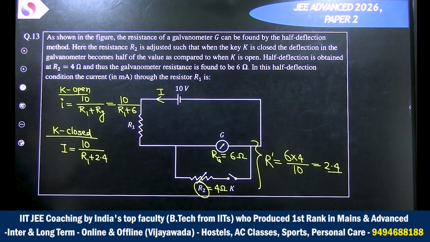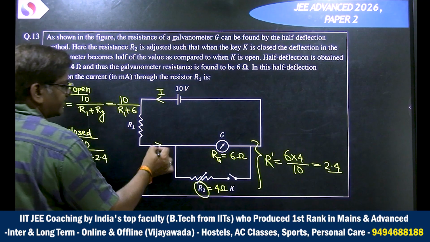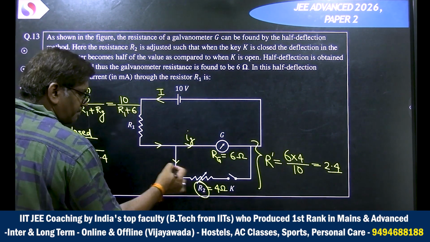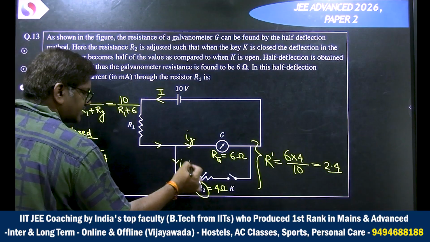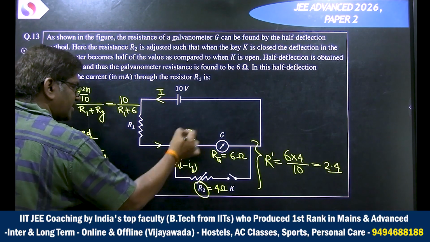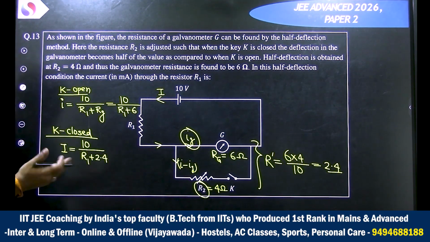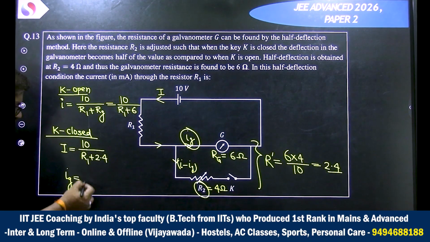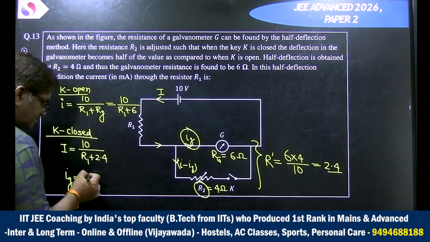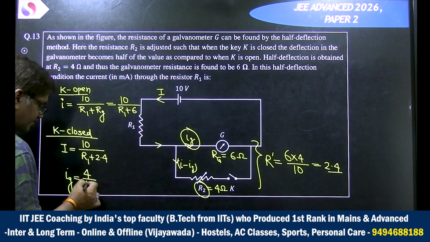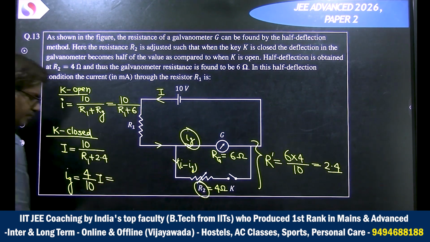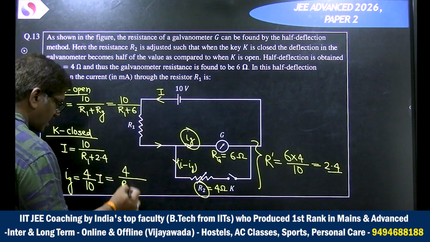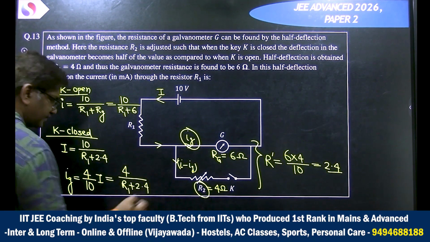This I will be divided into two branches, Ig and the remaining I minus Ig. I am interested in this Ig, for which you can use the ratio method. Using the ratio, this Ig will be the reciprocal, that means 4 by 10 of this I, which is 4 divided by R1 plus 2.4.